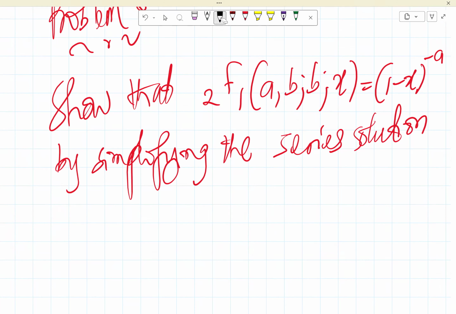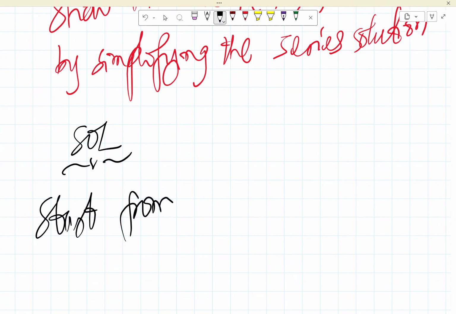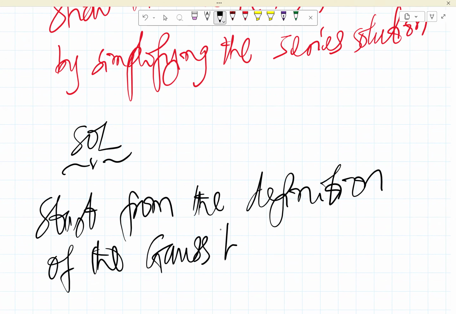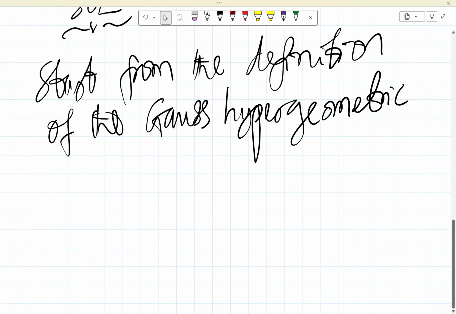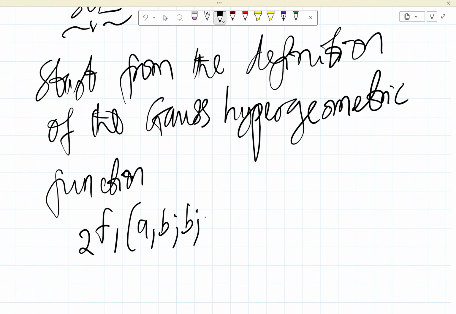Okay, so let's go for that. So first, for the solution, we start from the definition of the Gauss hypergeometric function, 2F1 of a, b; b; x.